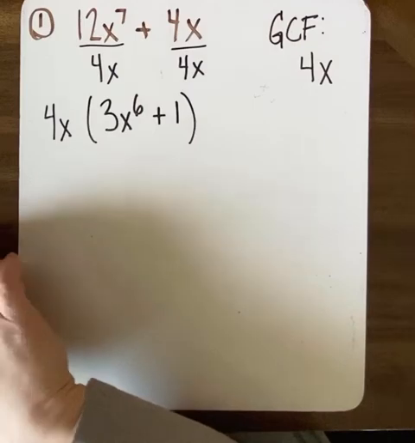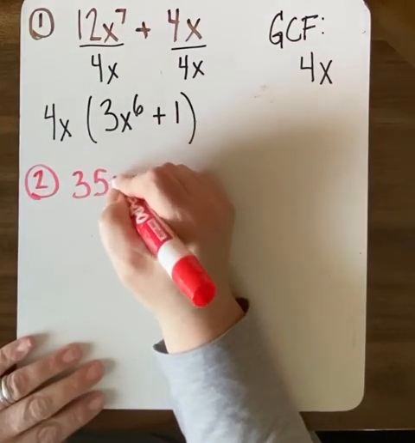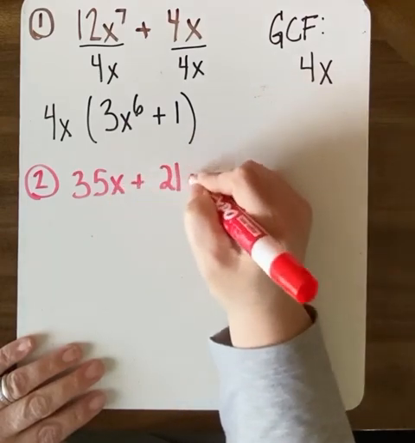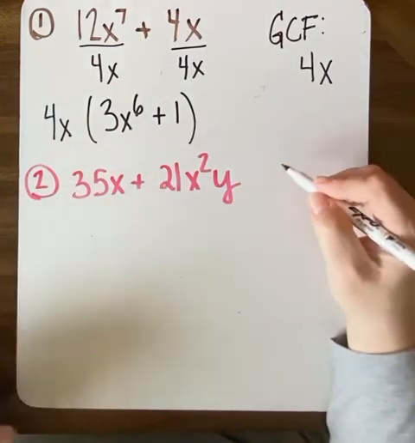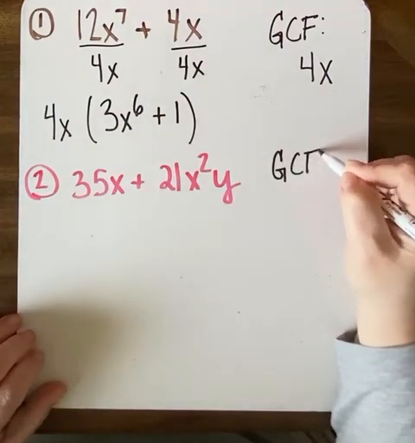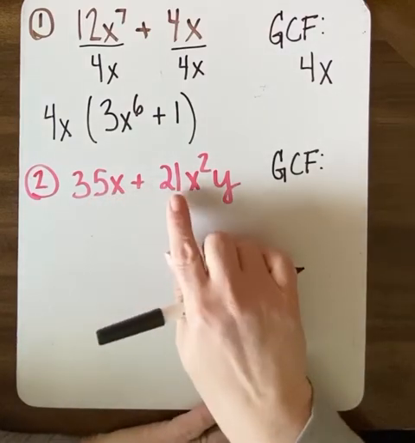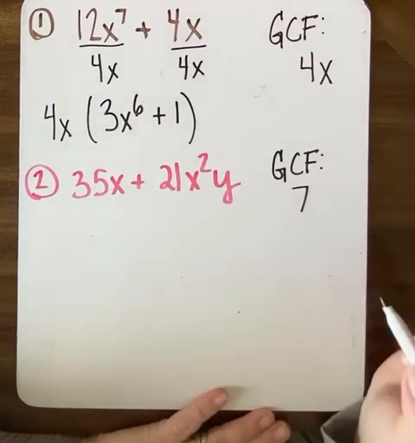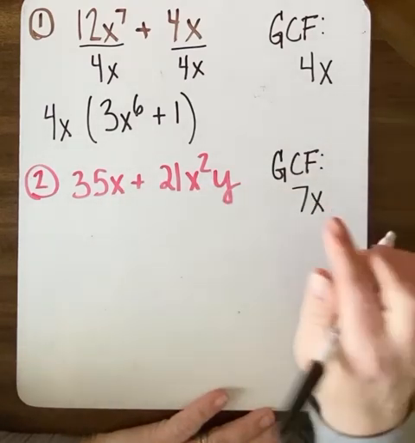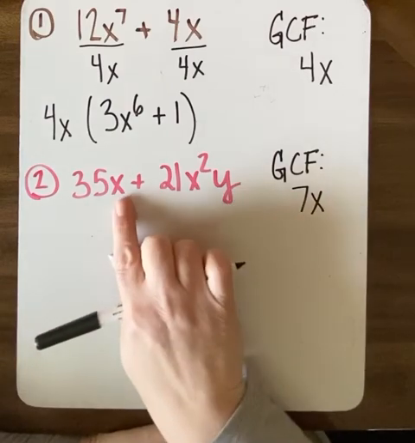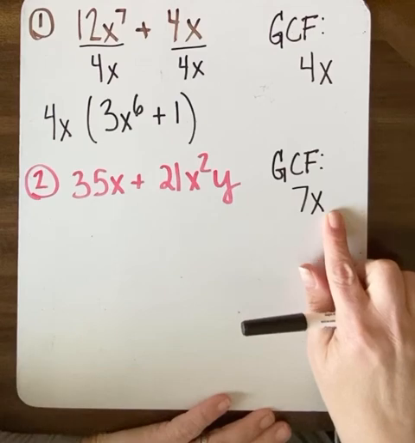Okay. The next problem that we're going to look at, problem 2, is 35x plus 21x squared y. And so the first thing that we're going to do is look to see does this have a greatest common factor? And between 35 and 21, we have a 7. And between x and x to the 2nd, we have an x. We have a y in this term. Since there's no y in this term, we cannot include a y in our greatest common factor.